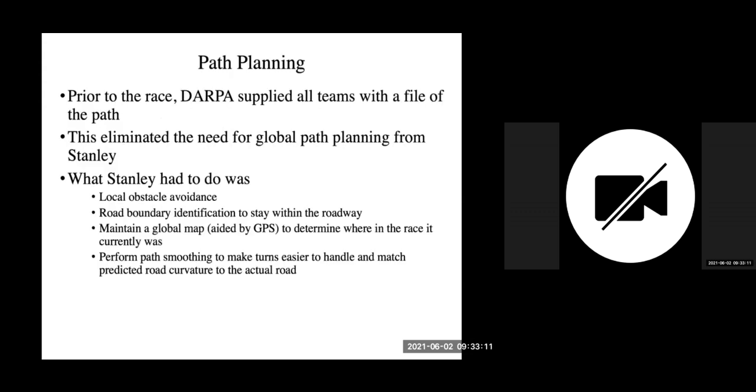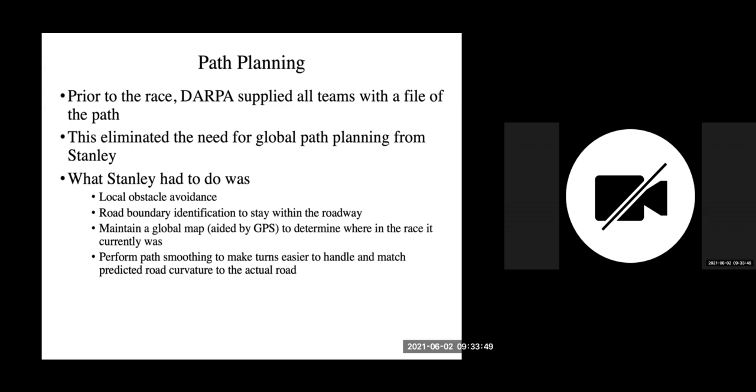Okay. The path planning. Prior to a race, like I mentioned, DARPA supplied all teams with a file of the path. This eliminates the need for global path planning from Stanley, because you can actually plan the path. There's no other vehicle on the road. What Stanley had to do is local obstacle avoidance, road boundary identification to stay within the roadways, and maintain a global map aided by GPS to determine where it is right now in the race. Perform path smoothing to make sure the turns are doable and match the predicted road coverage to the actual road.